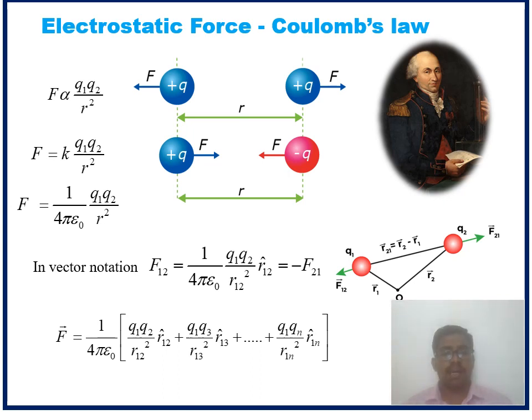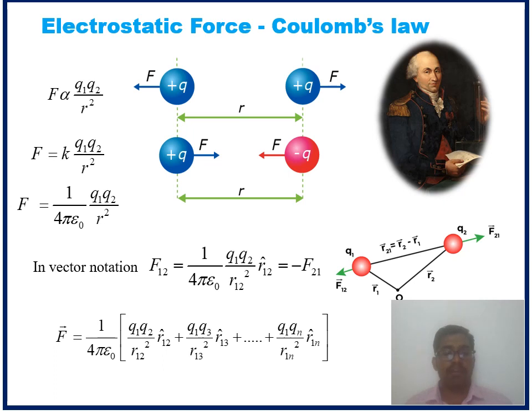According to Coulomb's law, the force between two charged particles is directly proportional to the magnitude of the charges, that is Q1 and Q2, as well as inversely proportional to the square of the distance between the charges. Now we can write force as directly proportional to Q1 Q2 divided by R square. When we introduce a proportionality constant, we can write force as F is equal to K into Q1 Q2 divided by R square. Here the value of K is 1 by 4 pi epsilon naught.